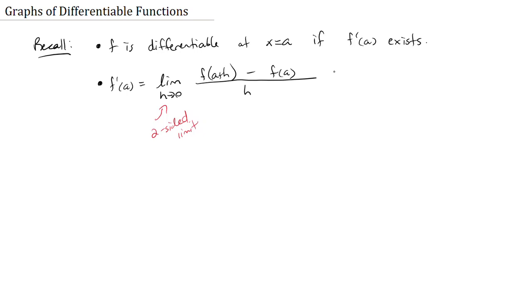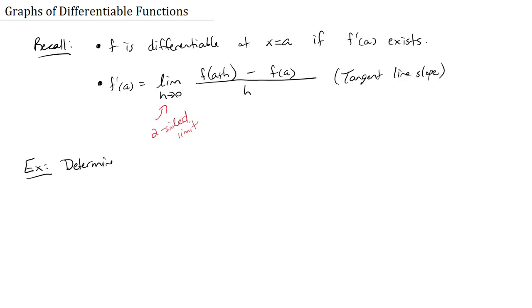Okay, and remember what this represents. This is a limit of the secant line slope, which turns into a tangent line slope. So lots of ways to look at this. f is differentiable at x equals a if the tangent line slope exists. Okay, so let's look at some examples here of some graphs.